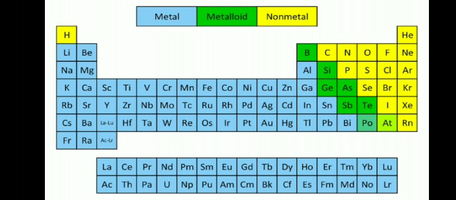So before starting this chapter, let me introduce a periodic table for you. See, this is a periodic table. A periodic table is a table in which we have arranged metals, metalloids and non-metals in different categories in different positions. Here you are seeing the blue color represents metals, green color represents metalloids, and yellow color represents non-metals.